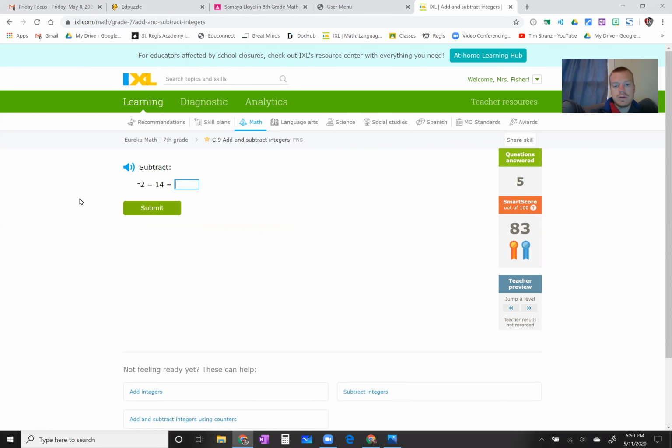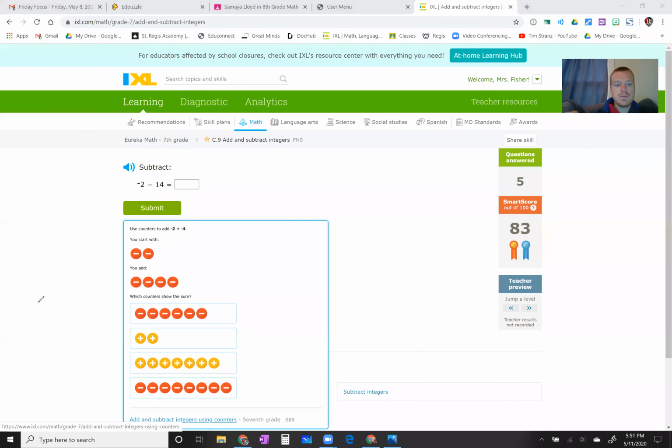Okay, let's look at this one. Draw my number line. Oops. Why does that thing keep popping up? Yeah, I'll get that out of the way real quick.